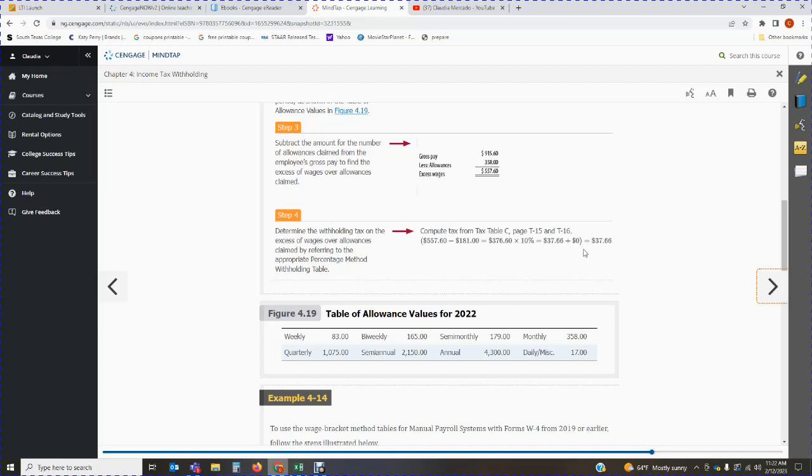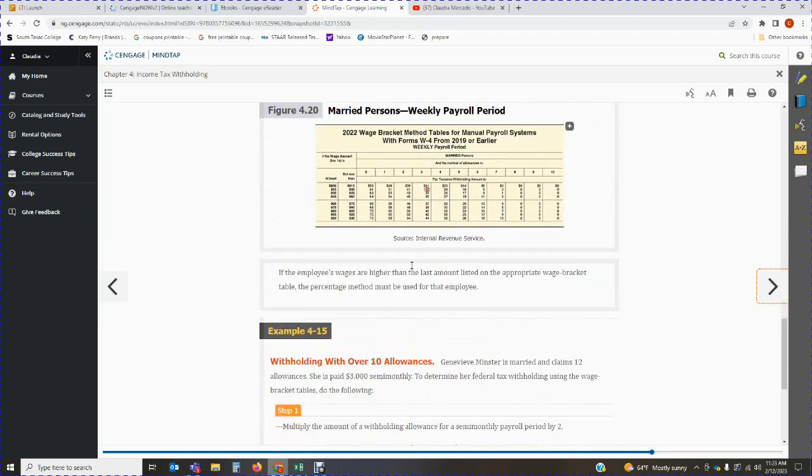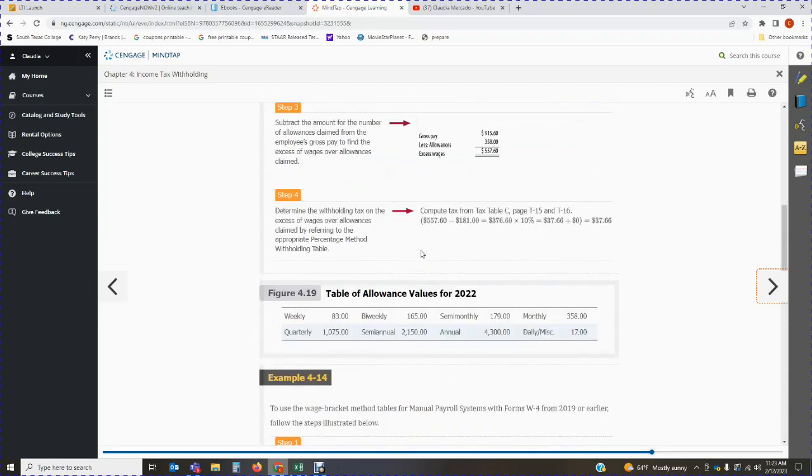I know it can be a lot of information. We'll practice it in a bit, but this is a tax table that we're going to use based on the frequency of pay. Depending on it, if you have 2 allowances and you get paid weekly, you're going to multiply your 2 allowances times those $83. If you are paid semi-annually and you get 3 allowances, you multiply 3 allowances times that semi-annual rate. Examples are provided here. Make sure you follow along.